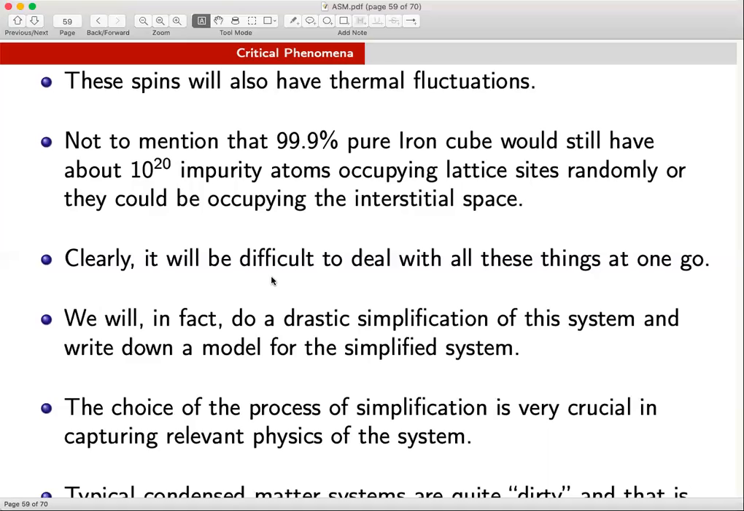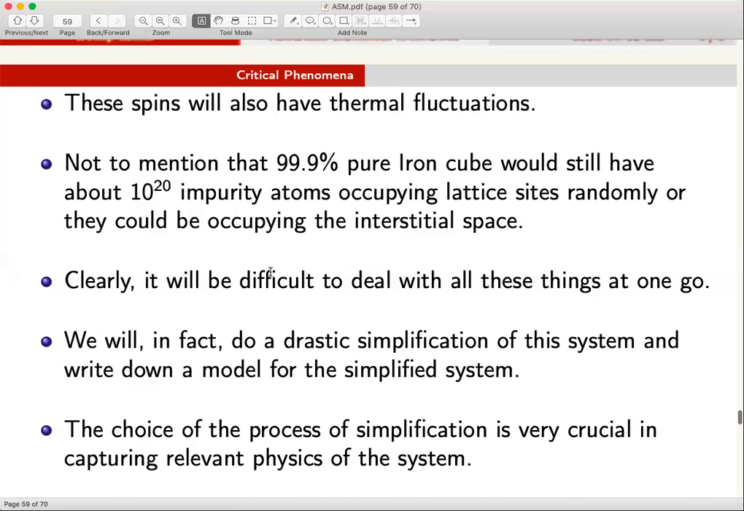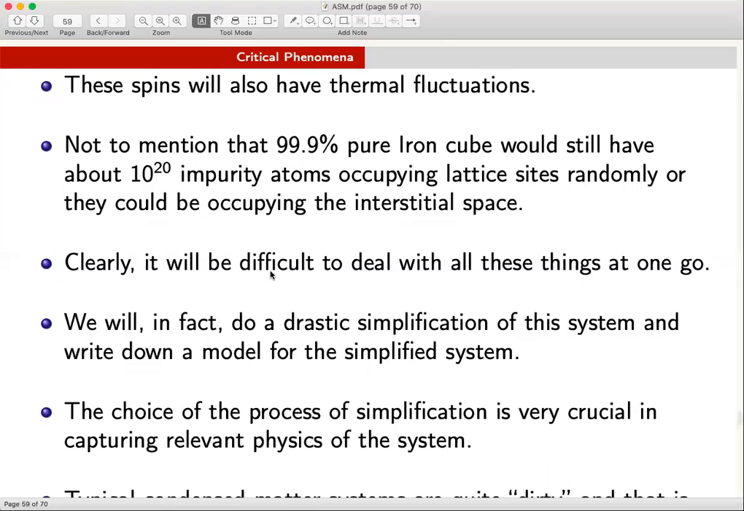Now clearly it would be difficult to deal with all these things in one go. We are not going to solve this problem by keeping track of every such aspect and trying to see how the system is undergoing the transition. So what we need to do is a drastic simplification of the system, and write down a model for the simplified system.